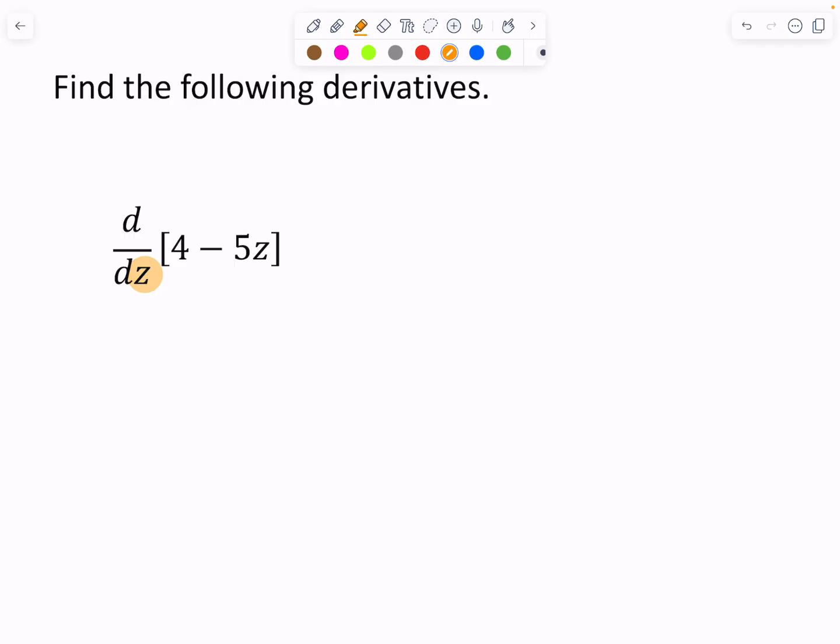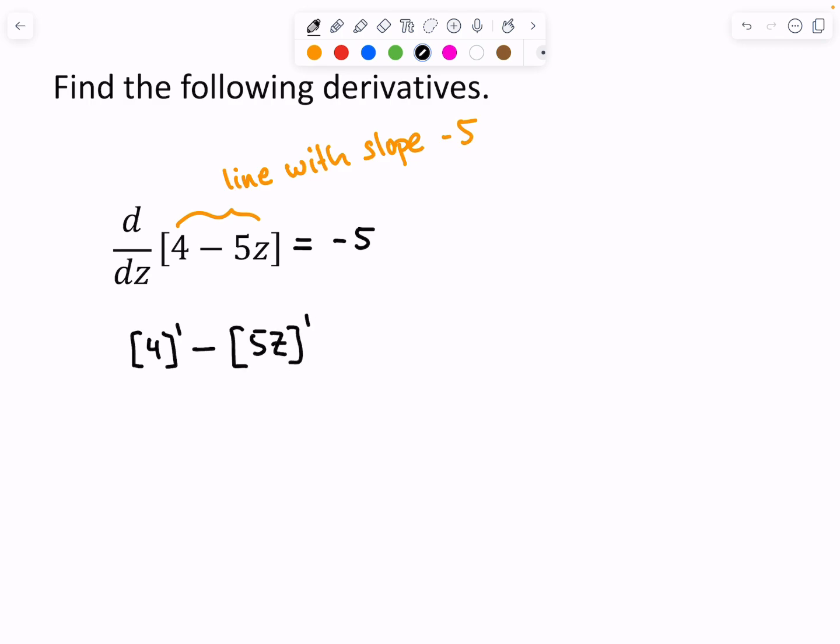So differentiating with respect to z, and notice we do have a linear function here of z. So this is a line with slope negative 5. So I know the answer should become negative 5. But let me use the rules that we've been developing to also arrive at the same result to show that we don't get any contradictions. So this is a difference of two functions, and I'll switch to primes. So we can differentiate the 4 separately, then minus, and then differentiate the 5z separately.